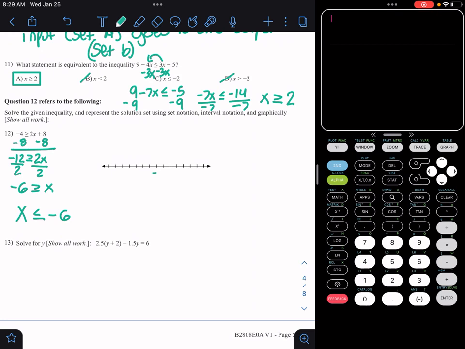So I'm going to put negative 6 somewhere on this graph. It's equal to, so I'm going to shade in the circle, and I'm going to go to the left. So this would be graphically. Now, interval notation I already wrote, and now set notation means I need to realize that we're going towards negative infinity, and we're stopping at negative 6, which is included.